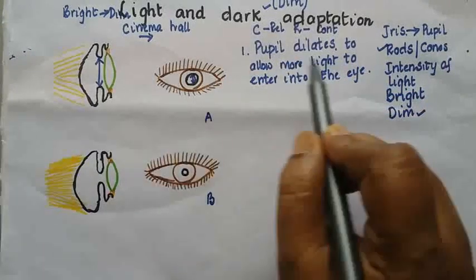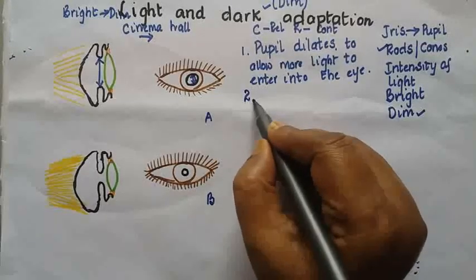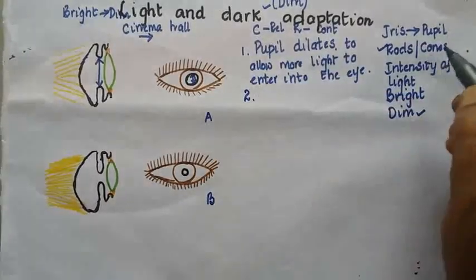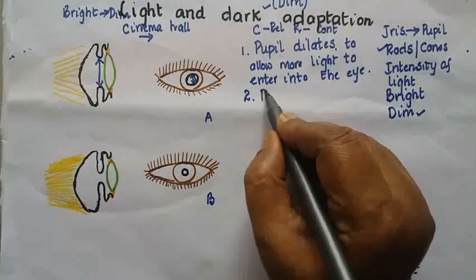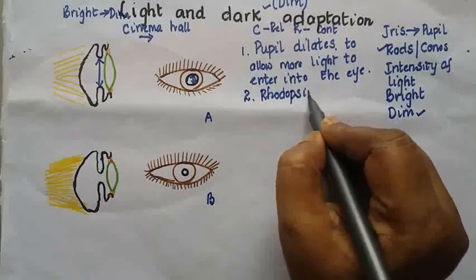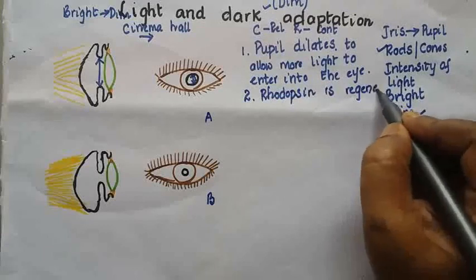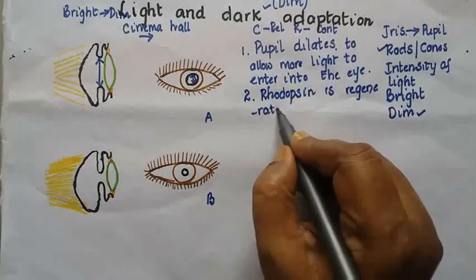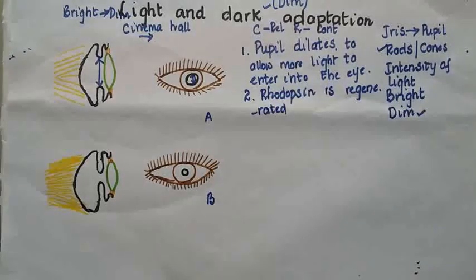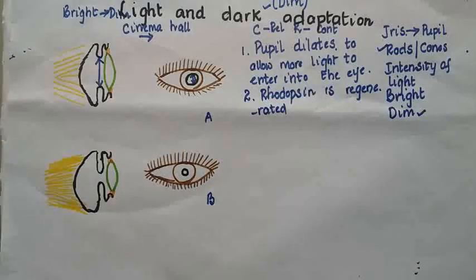So when more light enters into the eye, you are able to view the objects. In the course of this duration, again the rhodopsin is regenerated. The rhodopsin is produced, which helps you to view the objects in the dim light.